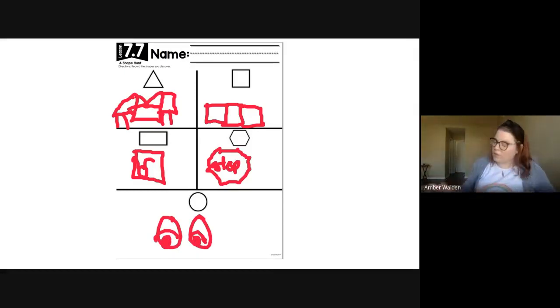So you're going to record all the different shapes that you found in your home. You can look in magazines or on posters. You can look all throughout your house to find these different shapes, okay?